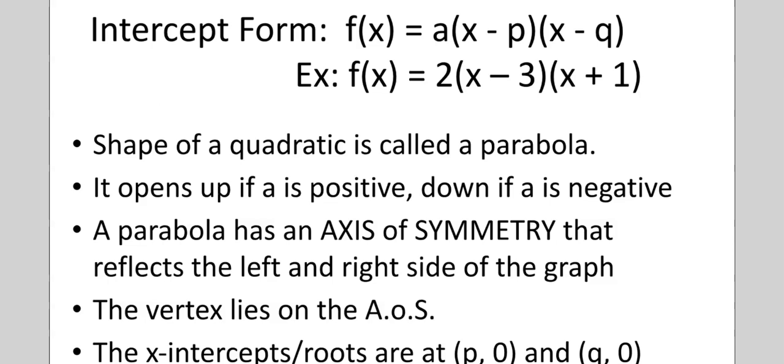Now, we've already done this before where we've solved and set these equal to 0. And we get 3 and negative 1. And we said that 3 and negative 1 were the x-intercepts. They were the solutions. They were the roots. All the same thing. Okay?